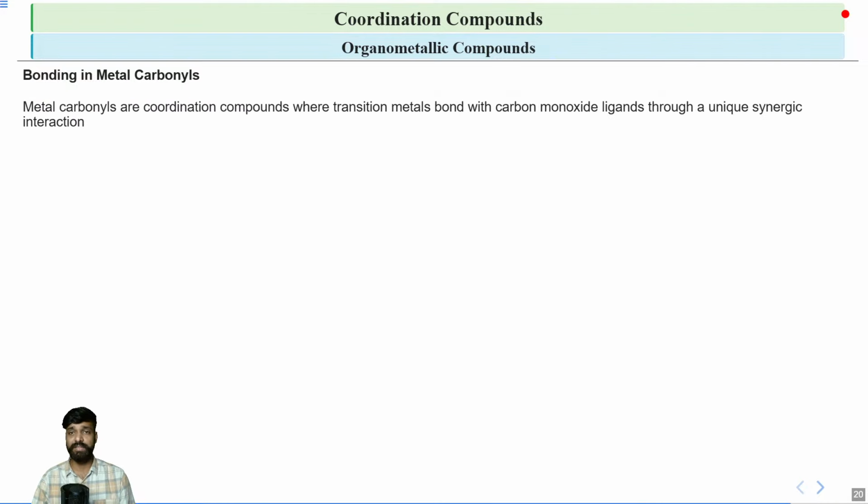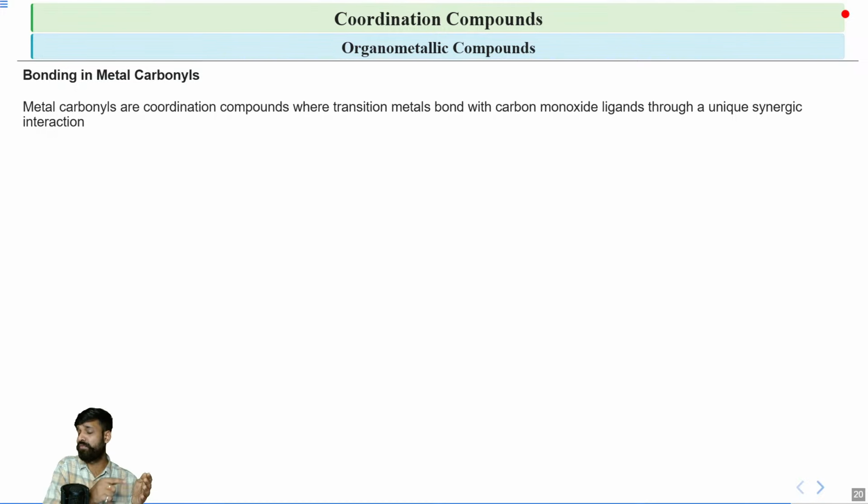Now what is the meaning of this? So metal carbonyls are coordination compounds in which your carbon monoxide acts as a ligand. So carbon monoxide, it is a neutral ligand. Okay, remember, note it down. Carbon monoxide is a neutral ligand, and they form very strong bond through synergic interaction. Now what is synergic interaction?